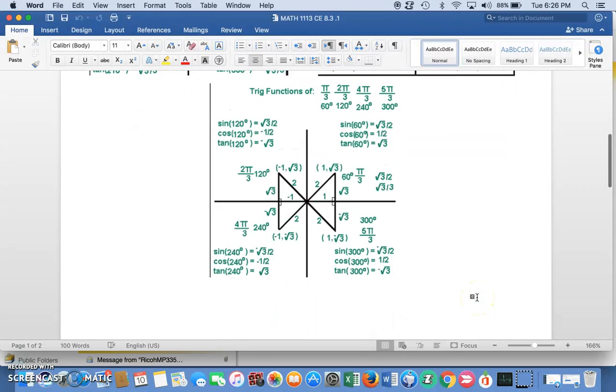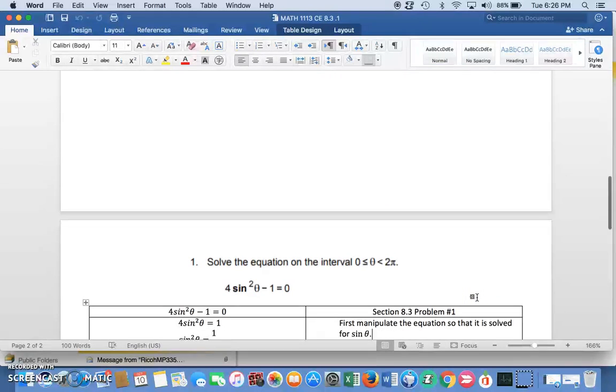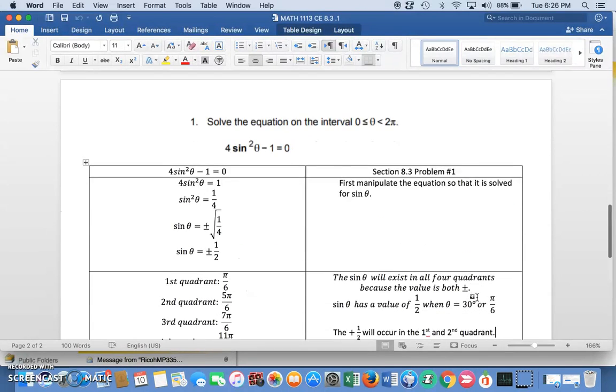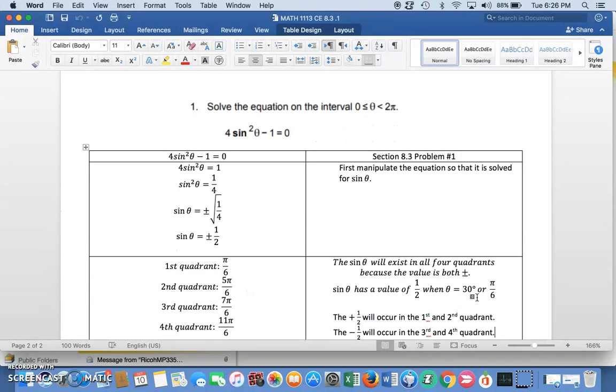Now, this is all just background and reference. Now, you're solving this equation over the interval from 0 to 2 pi. So you start out with the equation. You want to solve it for sine theta. Move the 1, divide by 4. Sine squared is 1/4. Take the square root of both sides, plus or minus the square root of 1/4. The square root of 1 is 1, square root of 4 is 2. So sine theta is plus or minus 1/2.